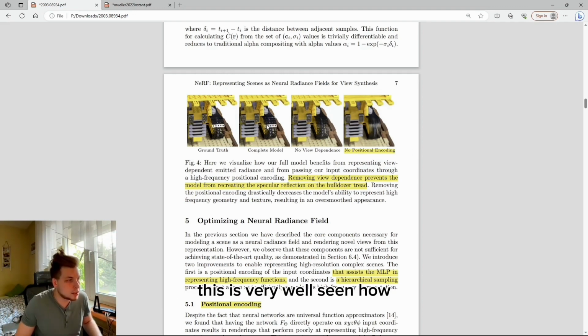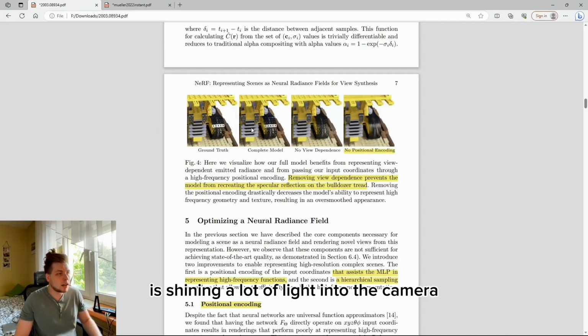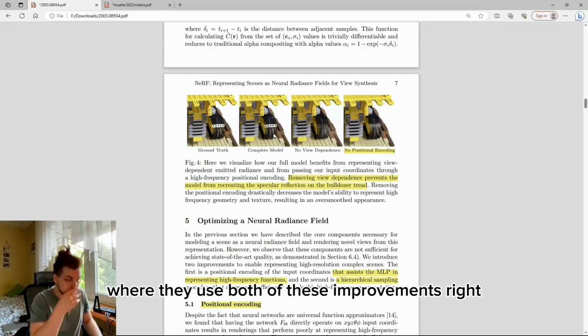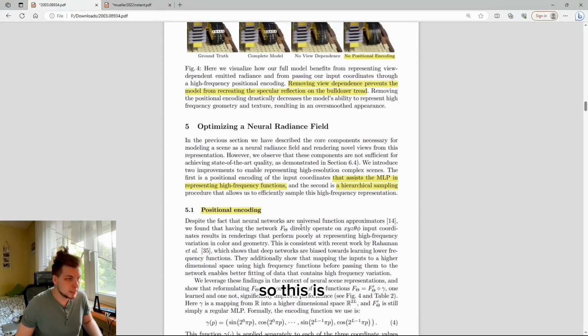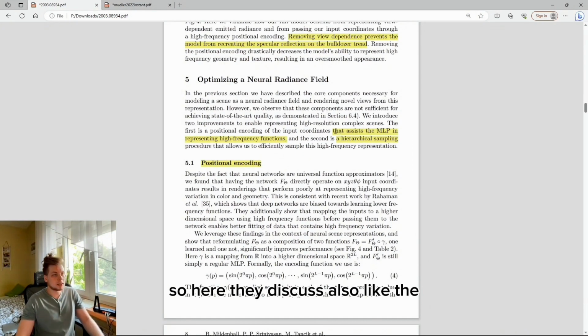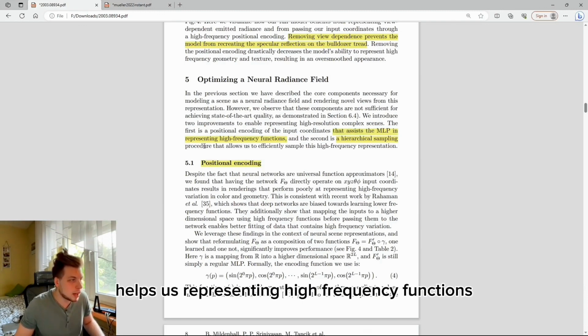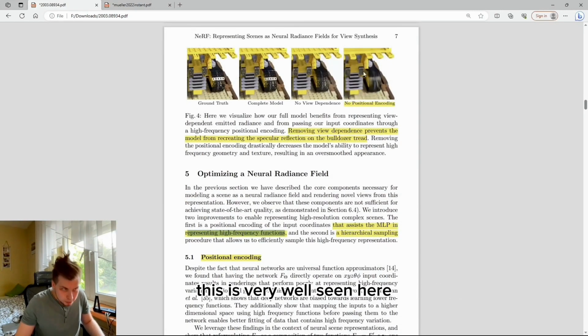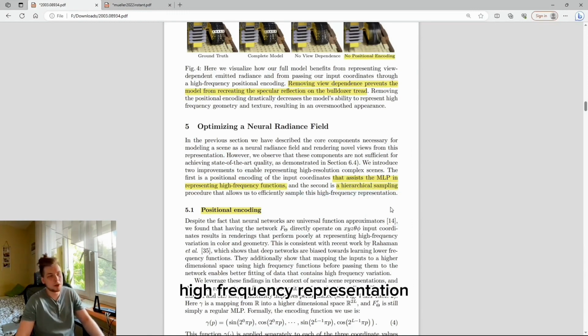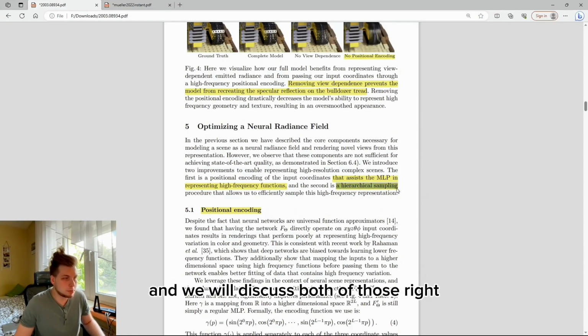This is very well seen in the ground truth, where light is coming from this way. This particular element is shining a lot of light into the camera, and this is not represented here, but it's very well represented here in the complete model where they use both of these improvements. So this is why this additional information is important. Here they also discuss that the encoding of input coordinates helps us represent high frequency functions. This is very well seen here, and hierarchical sampling allows them to sample a high quality, high frequency representation. We will discuss both of those right now.